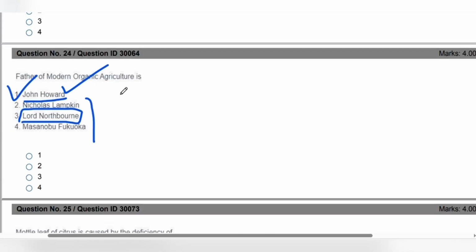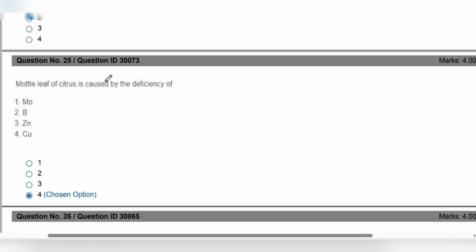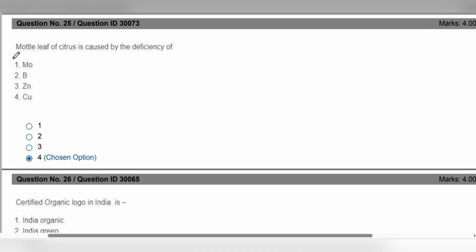Now, moving on to the next question, another general agriculture question. This is not from soil science. You can say it is from soil science, mineral nutrition part, but mostly it is general agriculture. You should know this. You have to read this thoroughly. You have to memorize this, and you have to practice the general agriculture books. There is no other way, no other shortcut of doing this. Mottle leaf of citrus is caused by the deficiency of zinc. Zinc will be the correct answer. Option 3. All right.